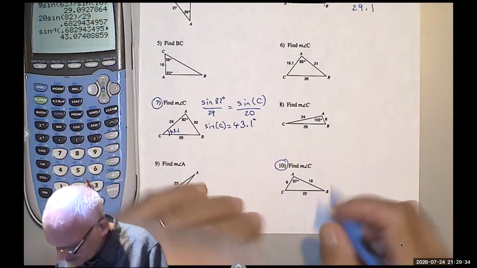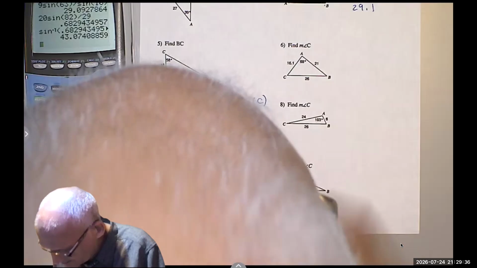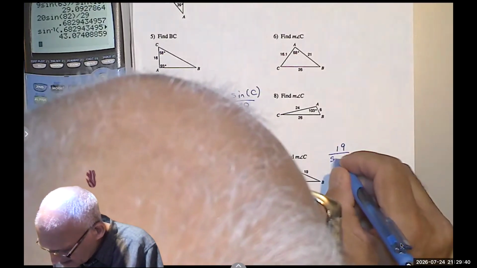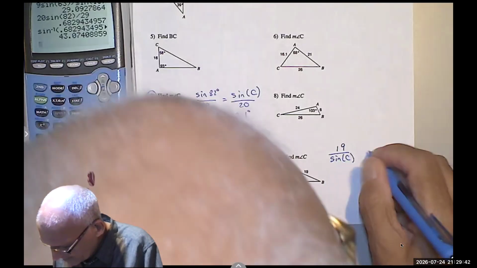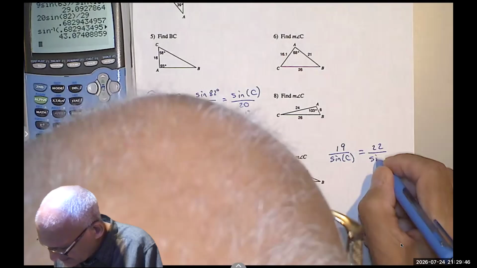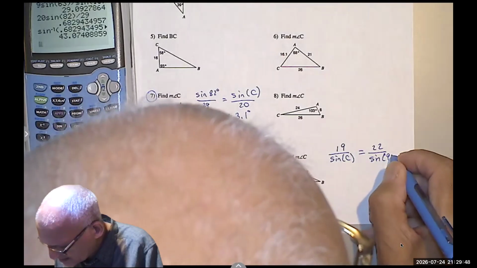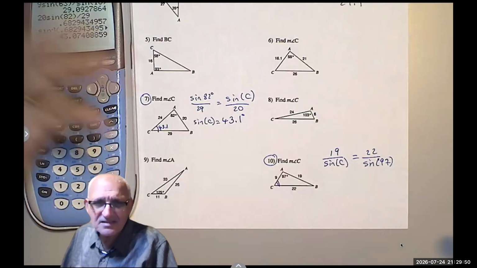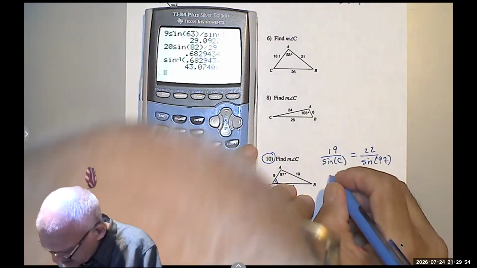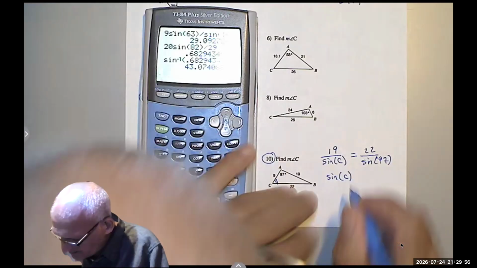Find again the measure of angle C. So I would say 19 over sine C equals 22 over sine 97 or sine 83. Any two angles, as I said, if they add up to 180, you can use them. So I can get sine C first.